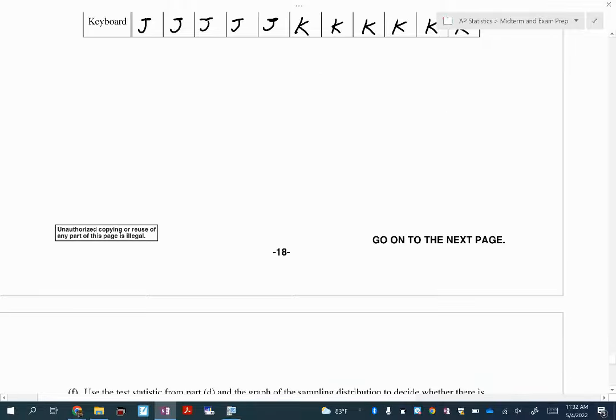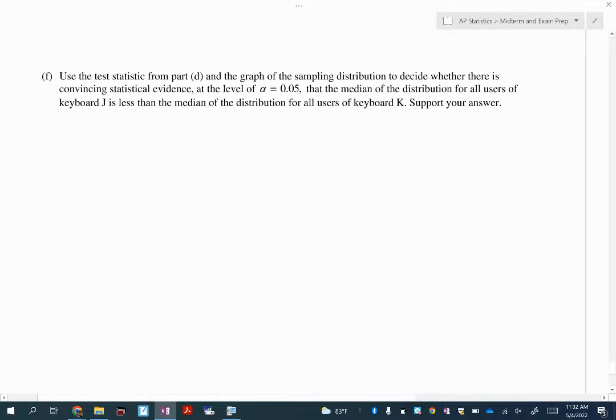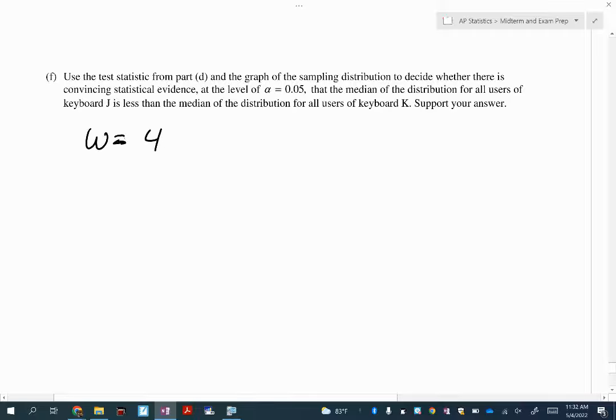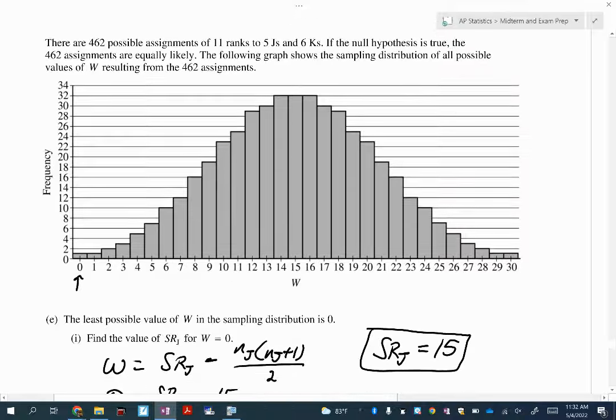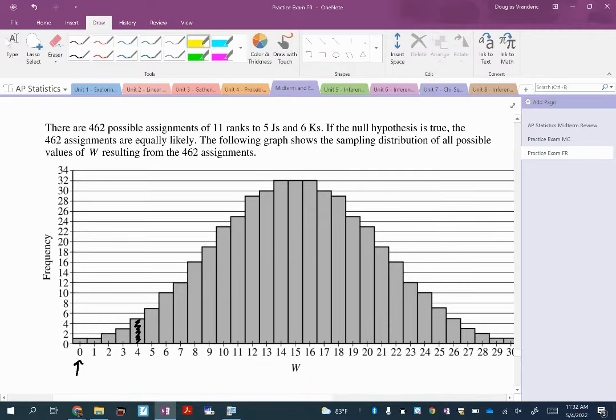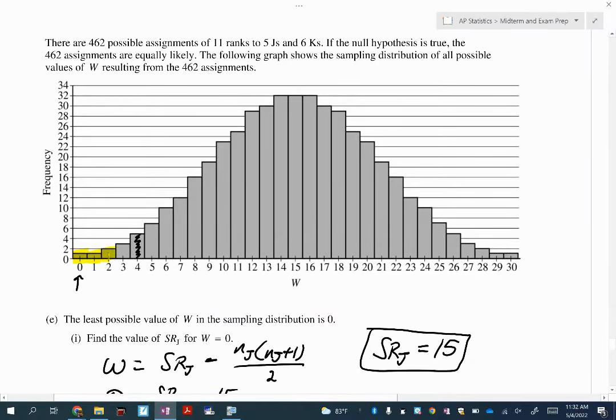Okay? Now, the last part here is to get back to what we did in part D when we found our W is 4. All right, that's our test statistic. So if we go to that sampling distribution model, you can see that out of 462 of these possible assignments, 5 are at 4. And if I'm proving this has a smaller data entry time, smaller median time for the data entry, I want to do values of 4 or less. So essentially, if I highlight here, I'm doing all of these parts of the histogram.